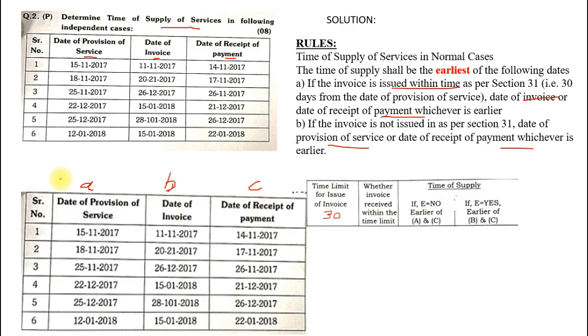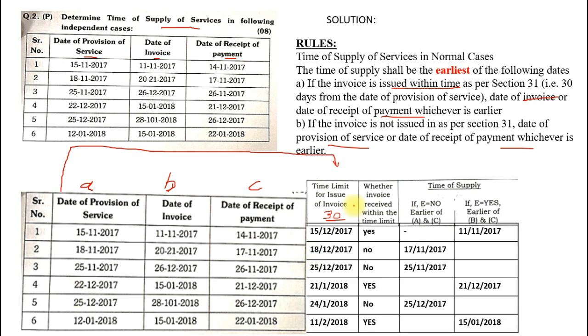Now the rule is, first, from the date of provision, go ahead and get me the date 30 days later. So I'm writing here 30 days from date of provision. So 15th November will become 15 December. 18 November will become 18 December. 25th November will become 25th December. 22nd December, because December has 31 days, will become 21 Jan. 25th December will become 24th Jan, and 12th Jan will become 11th Feb. So these are the dates which we have just discussed.